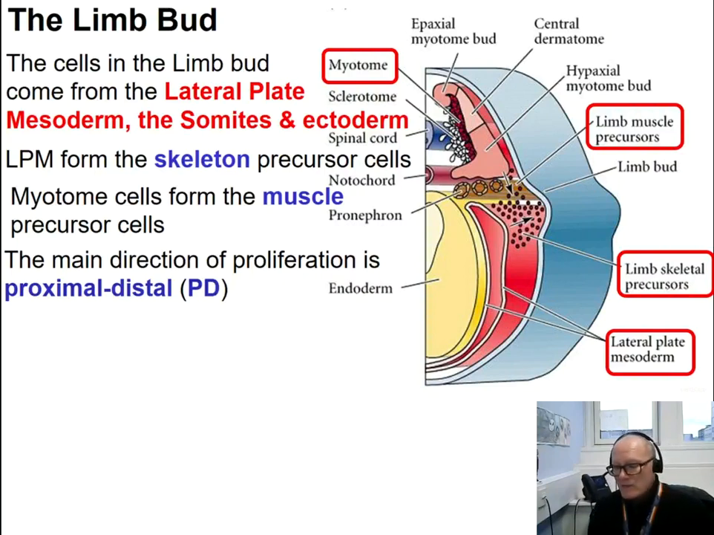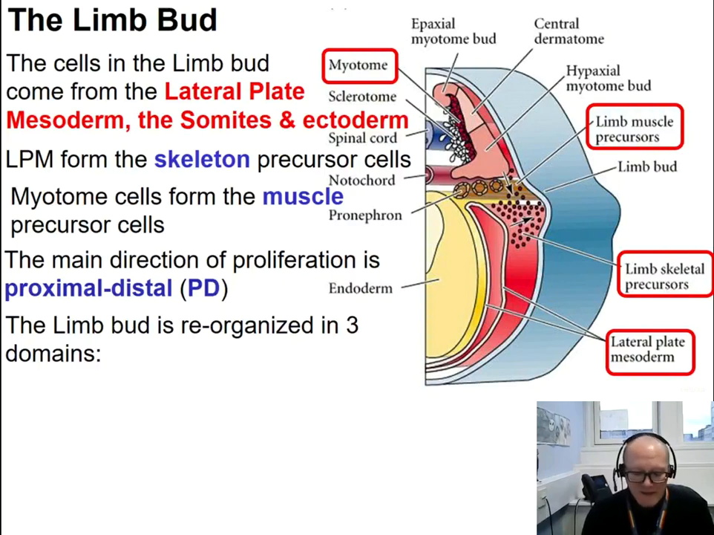Now, it should not be surprising to know that the main direction of cell division, so proliferation of cells in the limb, is proximal to distal. After all, the limb needs to grow from the middle part, so from the trunk, outside. So the main growing direction will be proximal to distal, so from the trunk to outside.